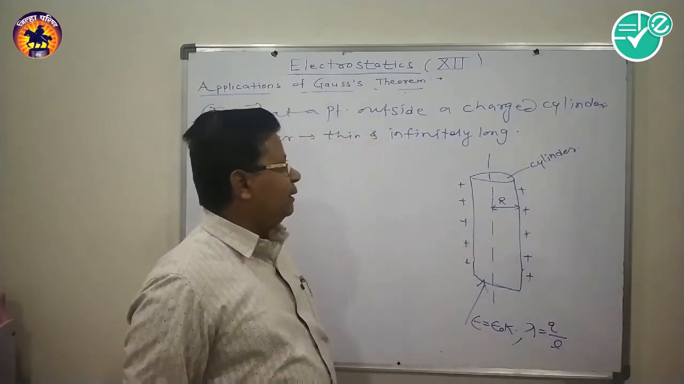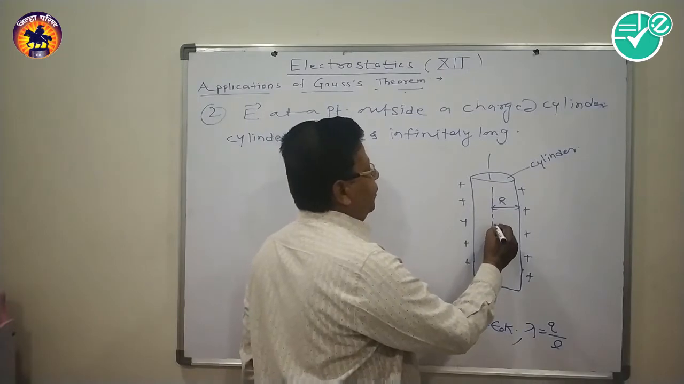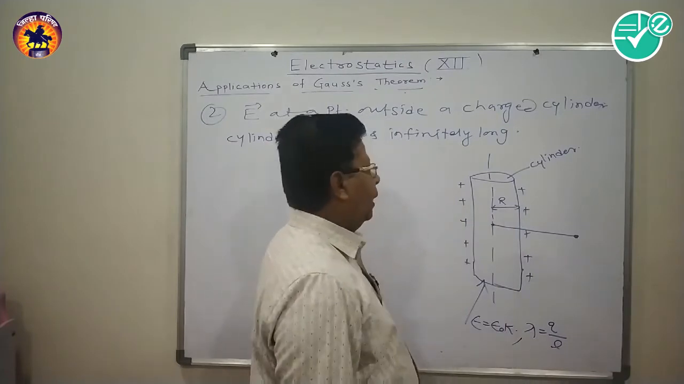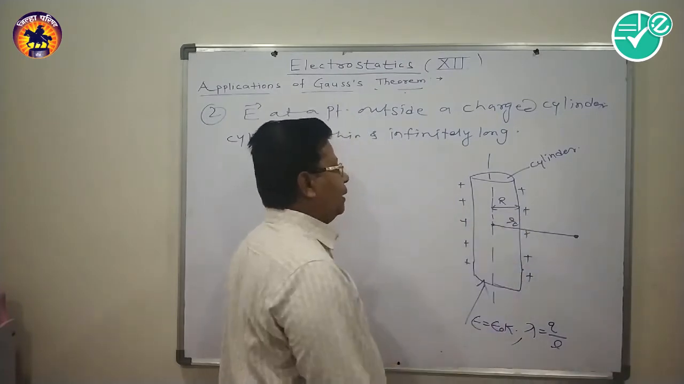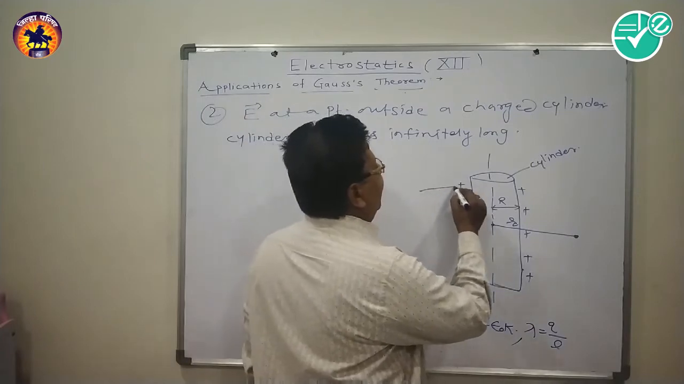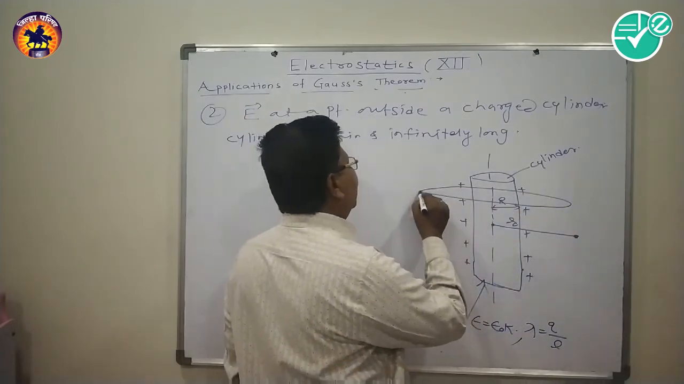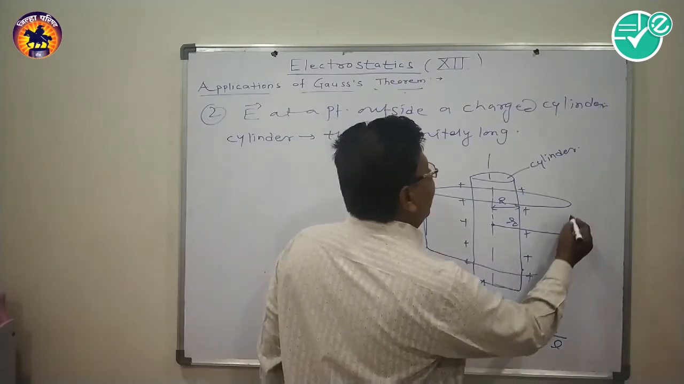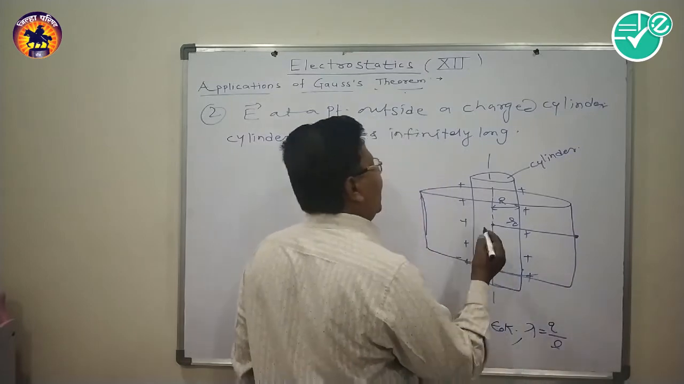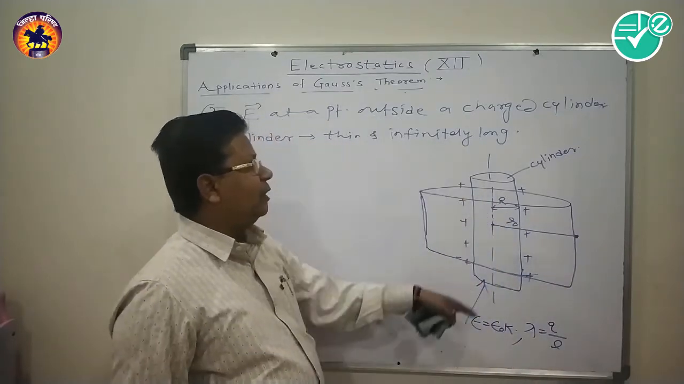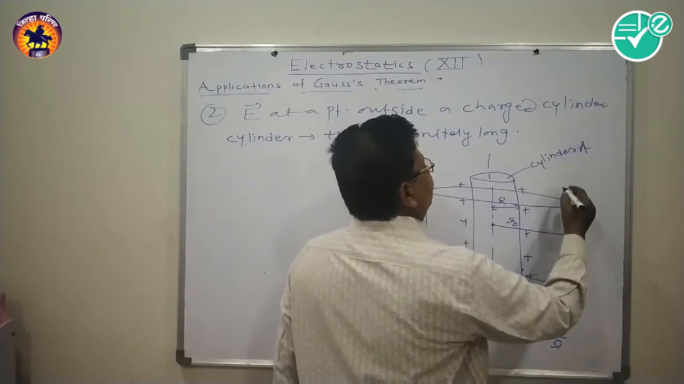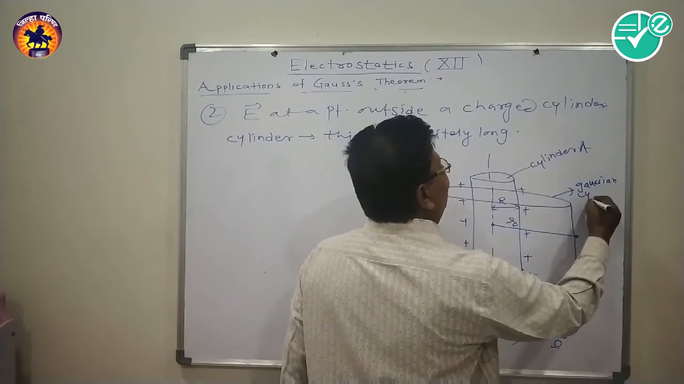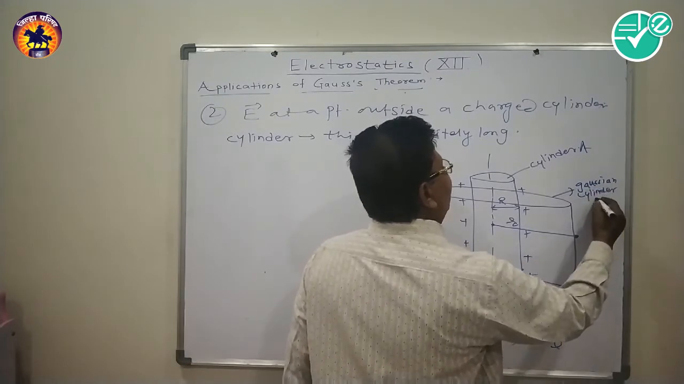Then to find the electric intensity at a point from the axis of this charged cylinder at a distance small r, construct an imaginary cylinder known as Gaussian cylinder with radius equal to small r, which is coaxial with the cylinder A. So this is a Gaussian cylinder, and this Gaussian cylinder encloses the charges.